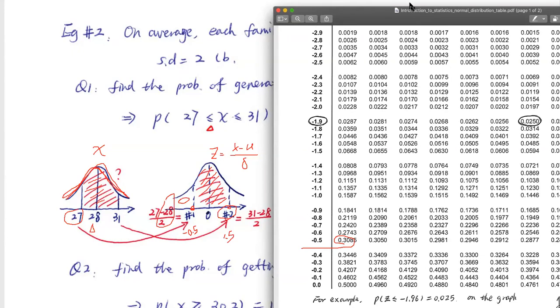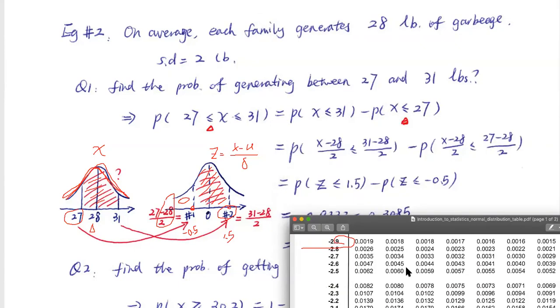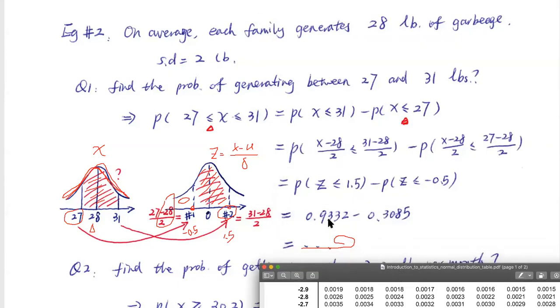Now we subtract those two probabilities. You see, 0.9332 minus 0.3085. That's the probability you're looking for. That's the probability in the middle. I don't have the calculator here, but you can do that directly to find out the corresponding probability, right? So that will give us the probability in the middle, this one here, right?